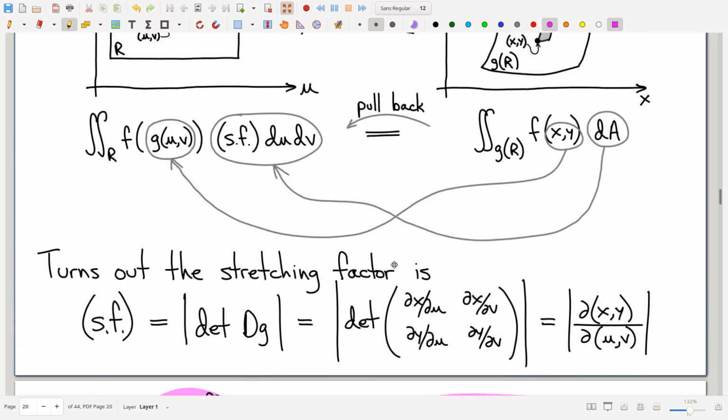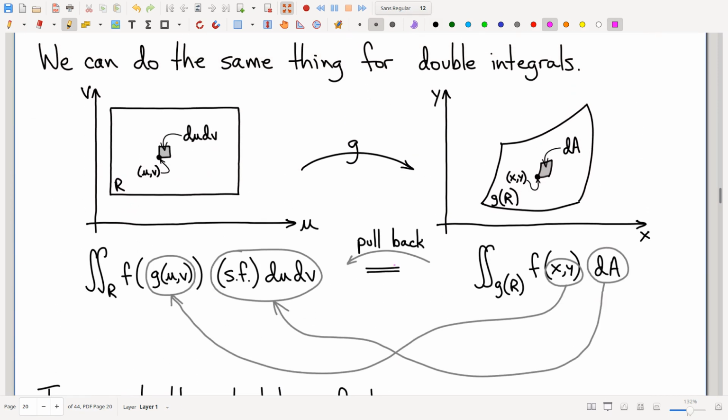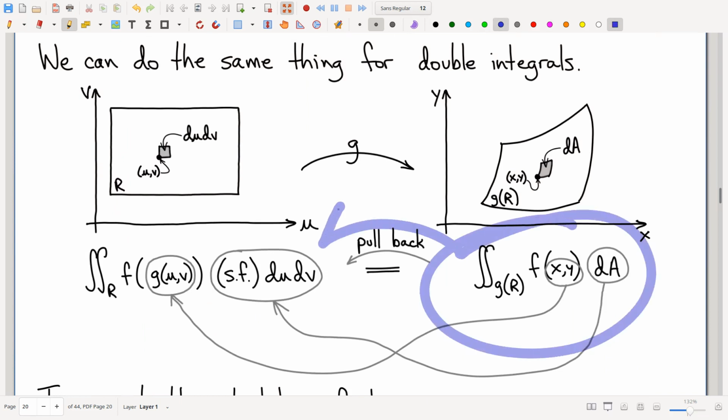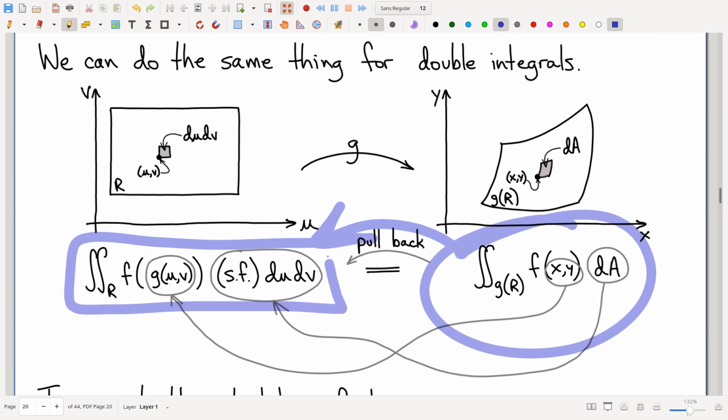Now, reminder, our brand new tool here. If we're going to do this pullback, if we're going to take the given integral on the right-hand side and turn that into an integral on the left-hand side, I need a couple of things. I'm going to need to know what this stretching factor is. The stretching factor is going to involve taking partials of this g. This g, therefore, will have to be known.